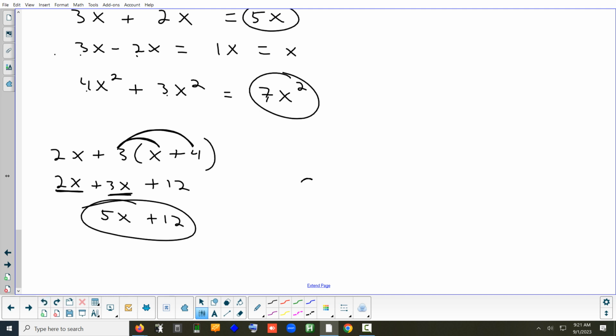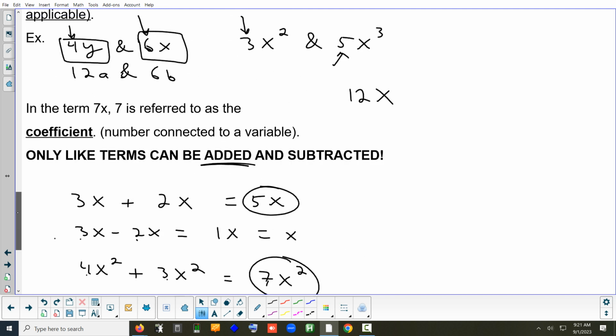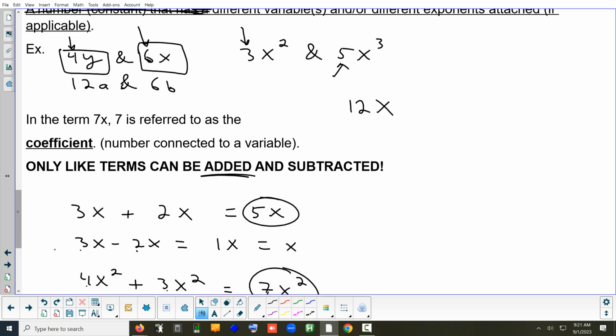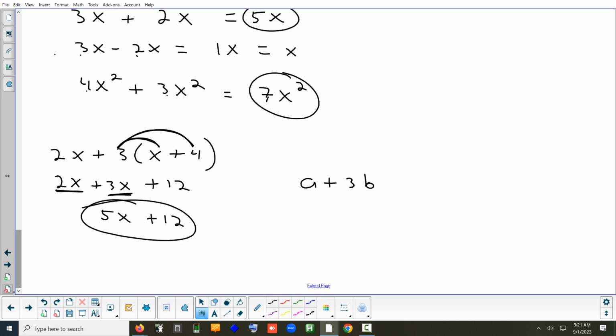Now, how about if I gave you this? A plus 3B. How would you combine those together? They're not like terms. And since they're not like terms, they can't be added or subtracted. Okay, so if they're not like terms, you can't add or subtract them.